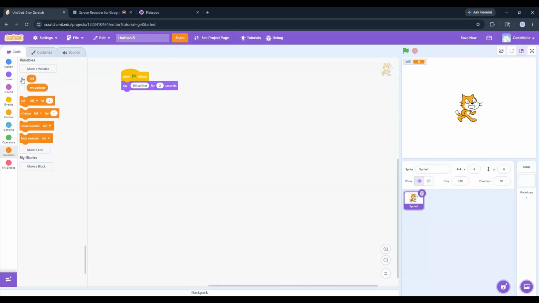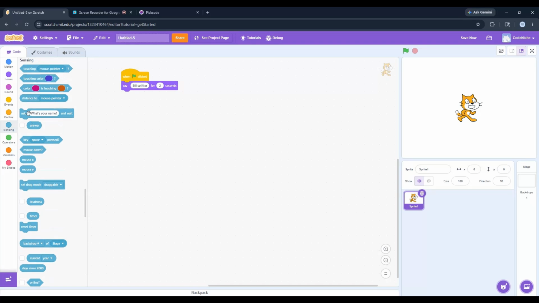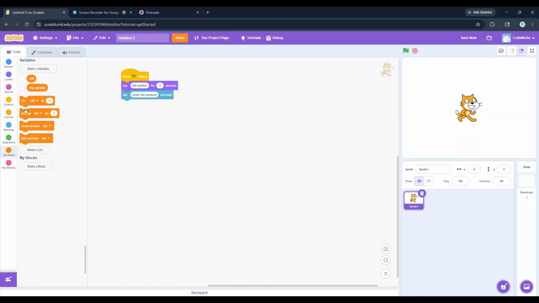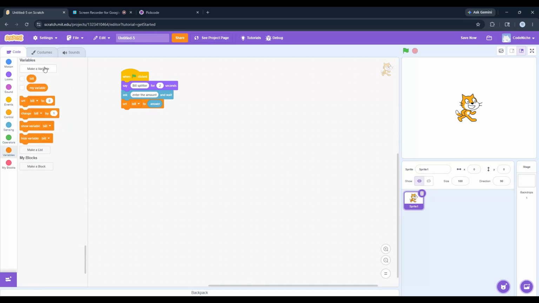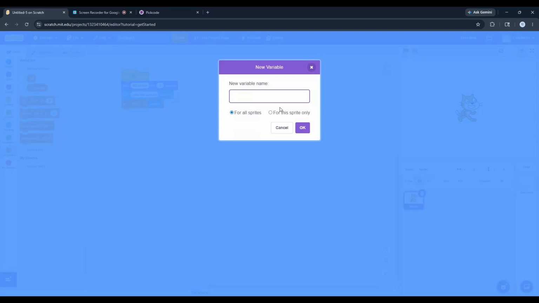And here, I'm going to ask the user to enter these values. For this, you will have to use the ask block. Enter the amount. Now, once this happens, whatever the value is, we are going to assign it to the bill variable. And you know how this answer block works. Now here we have the first question, and we are also creating the variable to store the total bill. Then we are going to ask how many people are there.